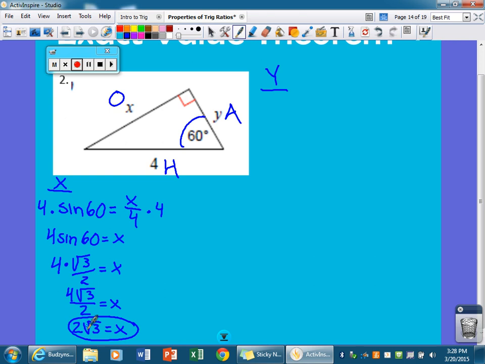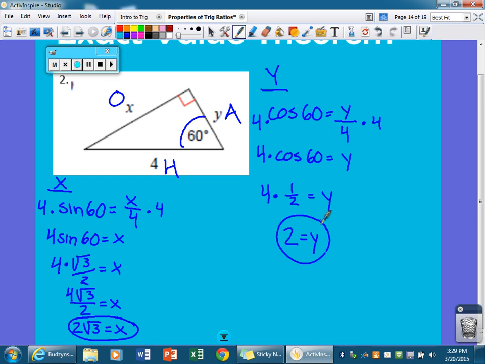Alright, my next one, I got to find Y. That's my A. So I have A and I have H. So that means I'm going to have cosine of 60 equals my A, which is Y, over my H, which is 4. Times 4 on both sides. 4 times cosine of 60 equals Y. But what is cosine of 60? Again, don't use your calculator. It is half. What is 4 times half? 2. So there you go. Those are your two answers.